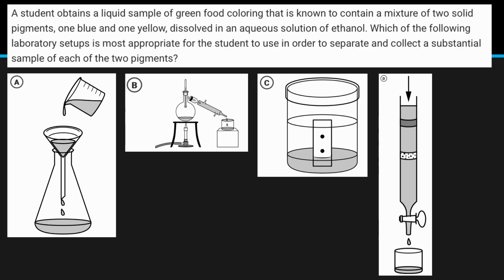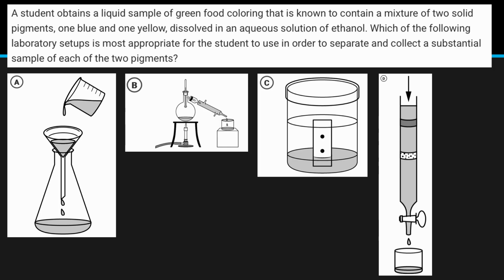All right, and for our last question of this lesson, a student obtains a liquid sample of green food coloring that is known to contain a mixture of two solid pigments dissolved in an aqueous solution of ethanol. Which of the following laboratory setups is most appropriate for the student to use in order to separate and collect a sample of each of the two pigments?